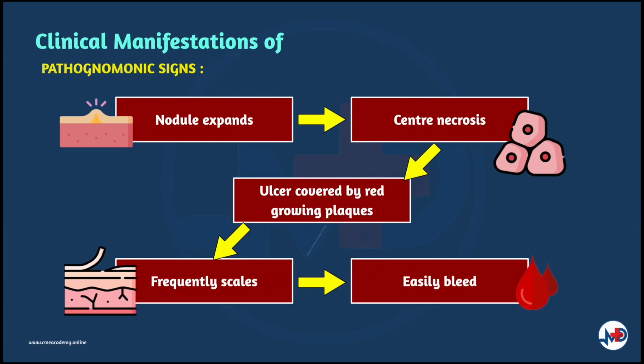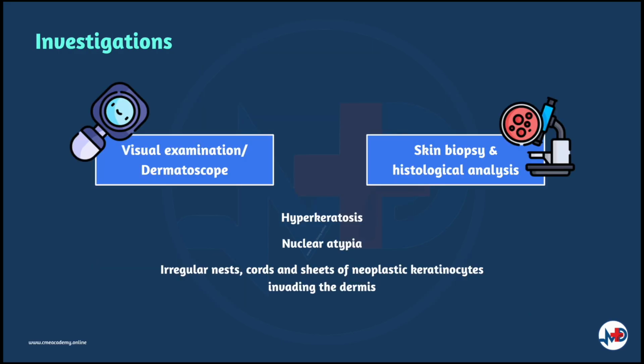Suspicion of squamous cell carcinoma should arise when patients complain of a nodule that has expanded with central necrosis, which eventually evolves into ulcers covered by red growing plaques. The lesion frequently scales and easily bleeds. Investigations of squamous cell carcinoma involve the use of dermatoscope, which will show hyperkeratosis. Incisional skin biopsies show histopathology of nuclear atypia, irregular nests, cords and sheets of neoplastic keratinocytes which invade the dermis.